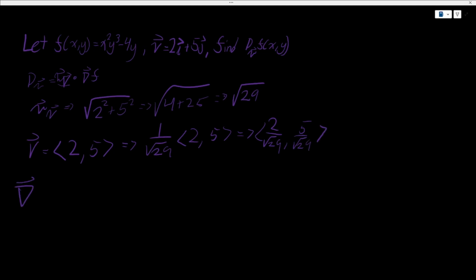Now let's find the gradient of f. We can find the gradient of f by taking the partial derivatives with respect to each variable. So the partial derivative of x squared y cubed minus 4y with respect to x is going to leave us with 2x y cubed. And this minus 4y does not have any x value, so it's not included in the derivative. Now let's take the partial derivative of our function f with respect to y. That will leave us with 3x squared y squared minus 4.